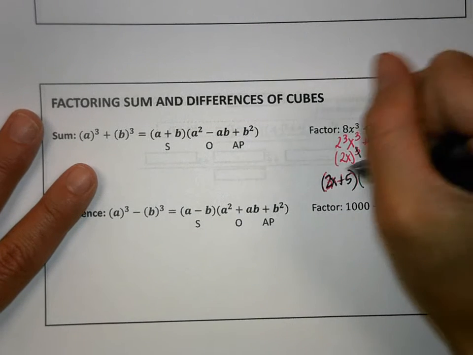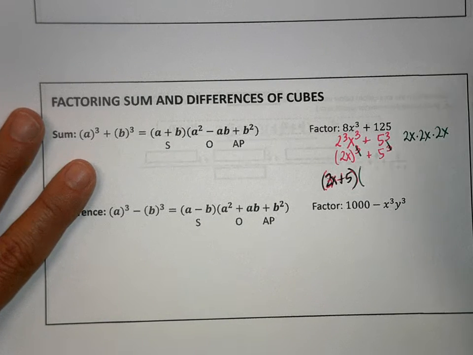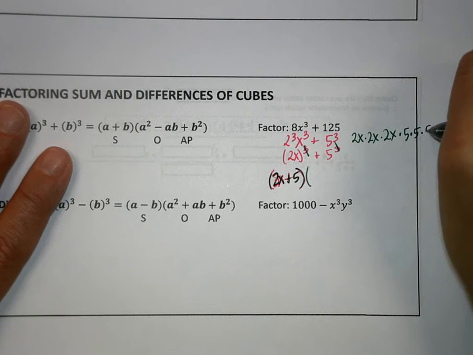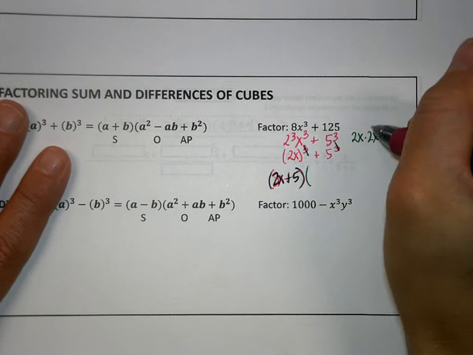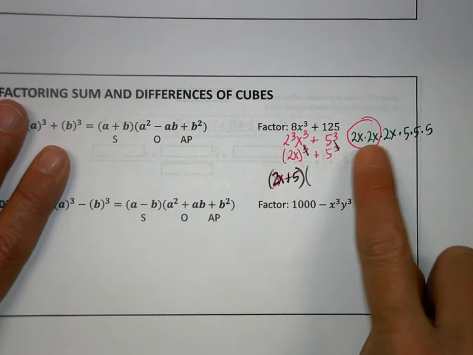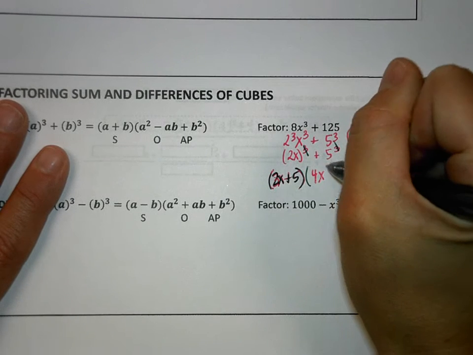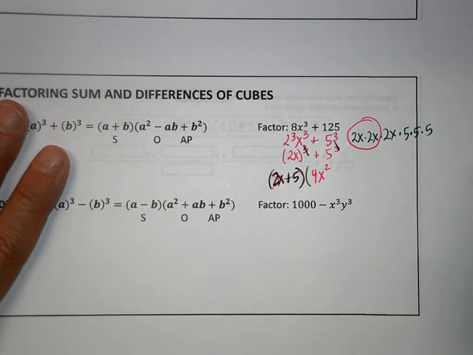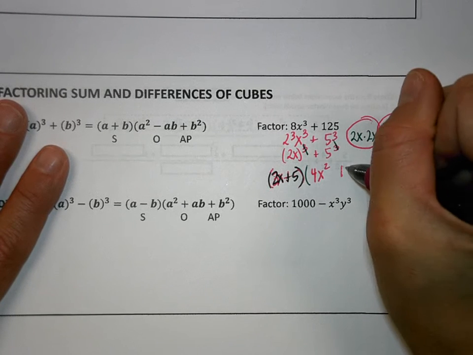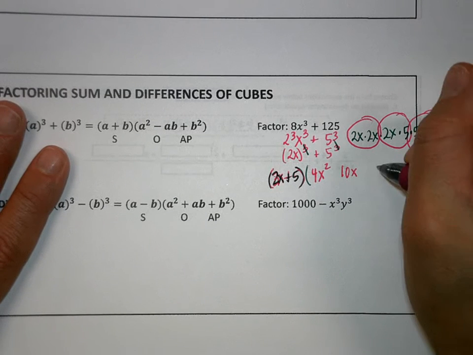So 2x cubed means you have 3 2x's. 5 cubed means you have 3 5s. And then you group them. So your first term in your second parenthesis is those multiplied together, which makes what? 4x squared. Your next term is those multiplied together, which makes 10x. And your last term is those multiplied together, which makes 25.